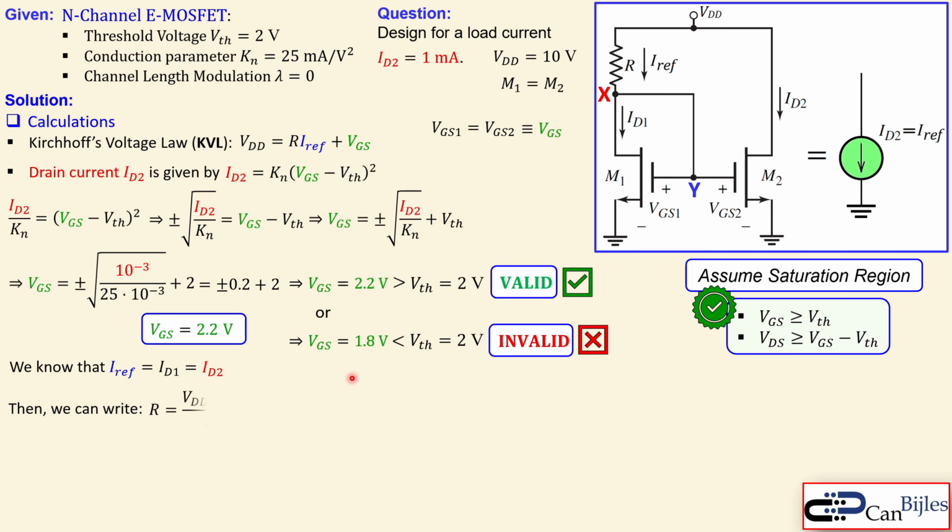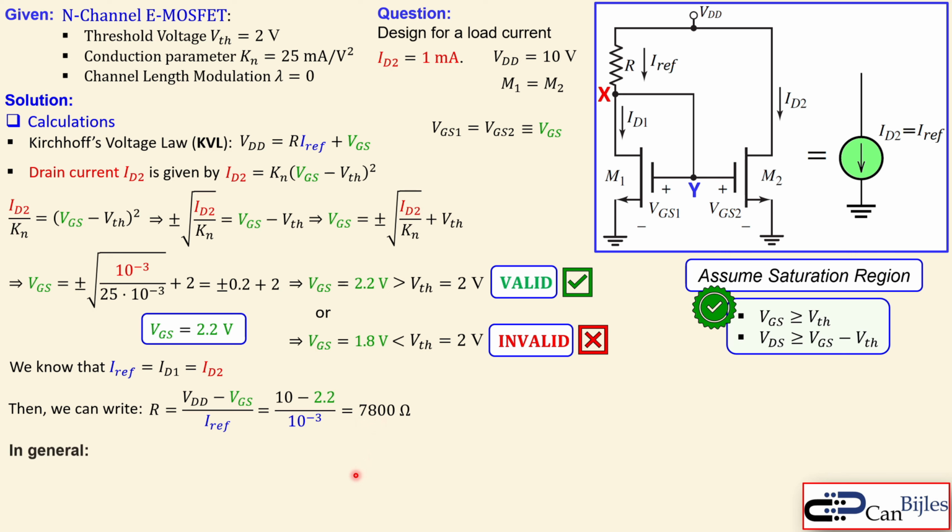Then we can write the following using the Kirchhoff voltage law here. Rewrite it: R is equal to VDD minus the gate to source voltage over the IRF or ID2. We know VGS, which is 2.2. We know IRF, which is ID2, which is 1 milliamp. Now, when you calculate this, you get 7.8 kilo ohm or 7,800 ohms. That's what we require.